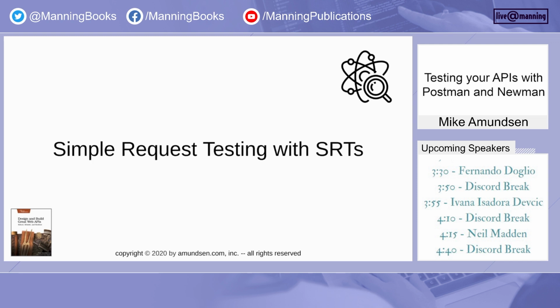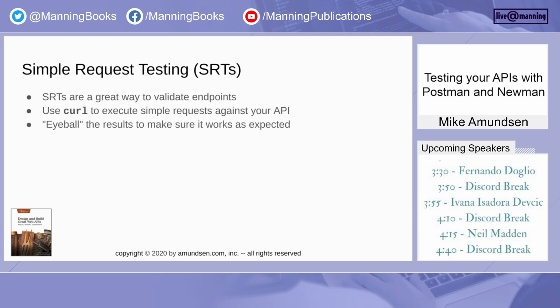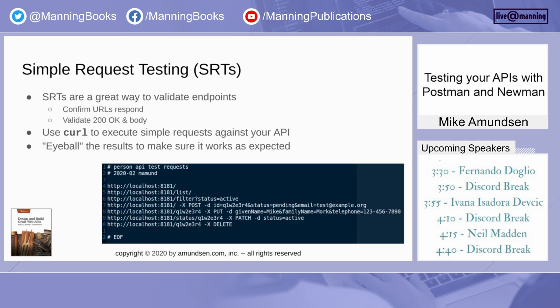And let's focus on these ideas called simple request tests, or SRTs. This is sort of my minimal element. I usually run these SRTs while I'm actually doing the build and before I've done an extensive behavior test setup. So SRTs are a great way to just validate endpoints. Sometimes I use SRTs on somebody else's APIs just so that I can get that started. So I want to confirm the URL and confirm that it actually responds. And I want to validate that I get 200 OK and the data I'm looking for.